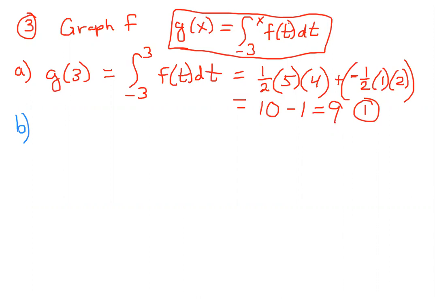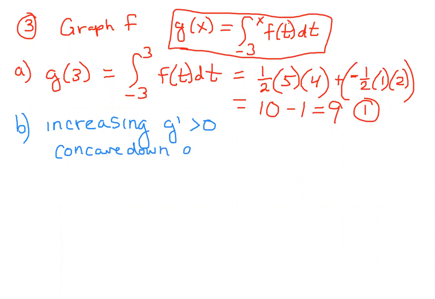On what open intervals from -5 to 4 is the graph of g both increasing and concave down? All right, so increasing. Now we're looking at g, not f. Increasing when g prime is greater than 0, and concave down when g double prime is less than 0. So let's start with g prime.